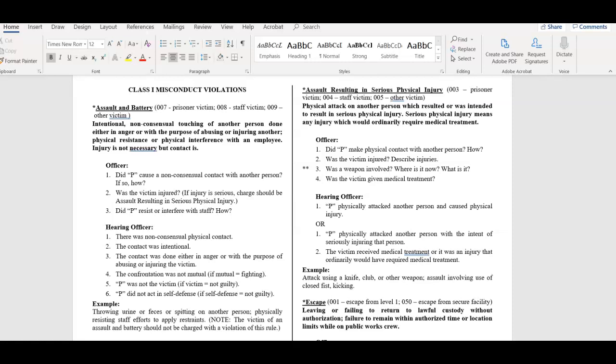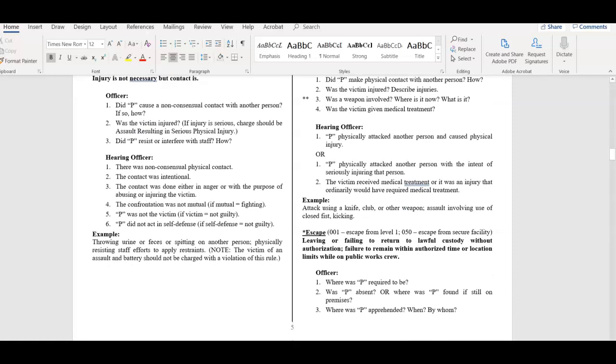Now, can an assault and battery be a combination of these? Yes. An inmate might start out assaulting a prisoner, and when the staff are breaking it up, they assault the staff. So the hearing officer then, when reviewing the misconduct, would look for these things. Was there non-consensual physical contact? Was it intentional? Was the contact done in anger or with the purpose of abusing or injuring the victim? Was the confrontation not mutual?